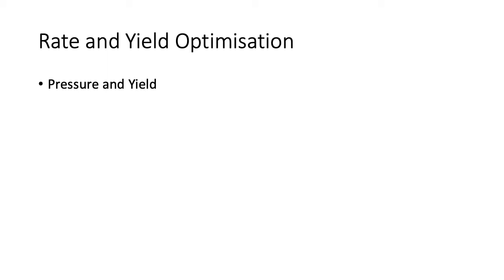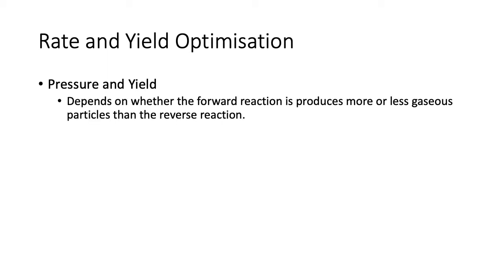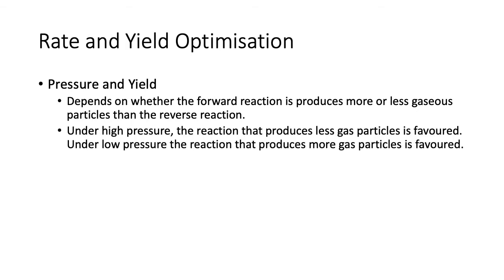So pressure and yield. It depends on whether the forward reaction produces more or less gaseous particles than the reverse reaction. Under high pressure, the reaction that produces fewer gas particles is favored. Under low pressure, the reaction that produces more gas particles is favored. So you have to look at which reaction, forward or reverse, produces more or fewer gas particles.